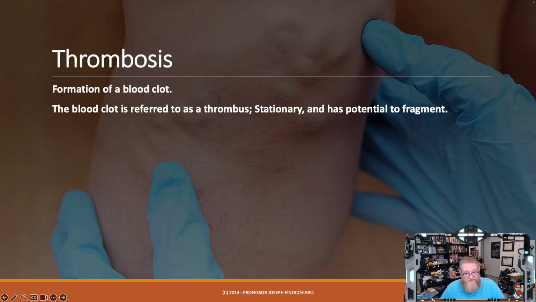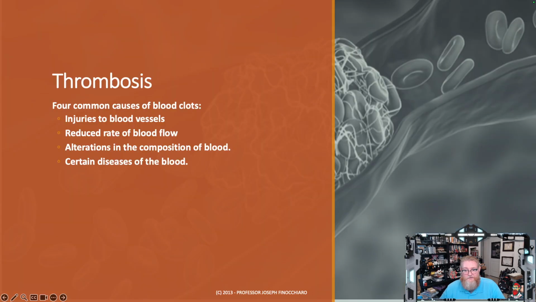Thrombosis is the formation of a blood clot. The blood clot is referred to as a thrombus. It is stationary and has potential to fragment. There are four common causes of thrombosis, which are injuries to blood vessels, reduced rate of blood flow, alterations in the composition of the blood, and certain diseases of the blood.